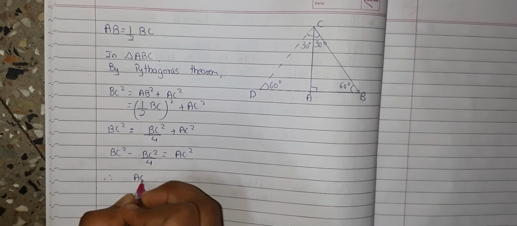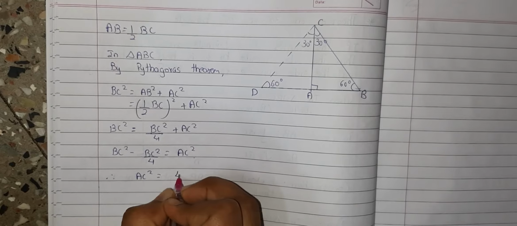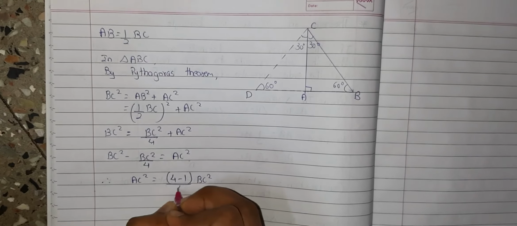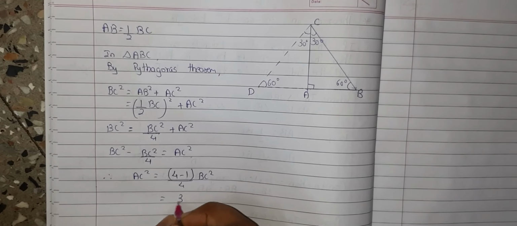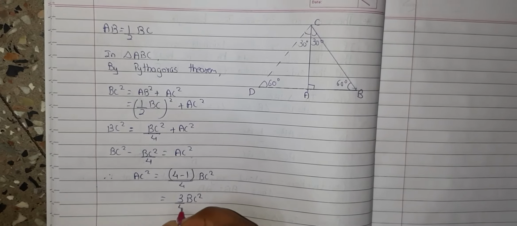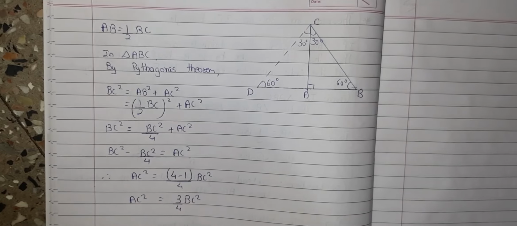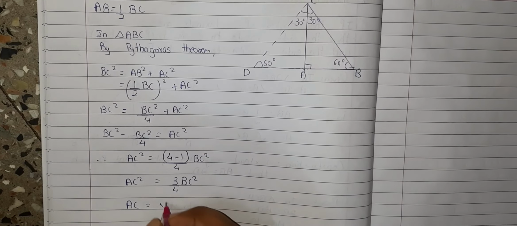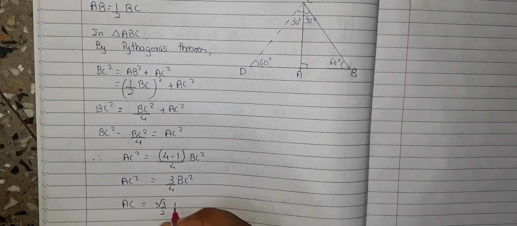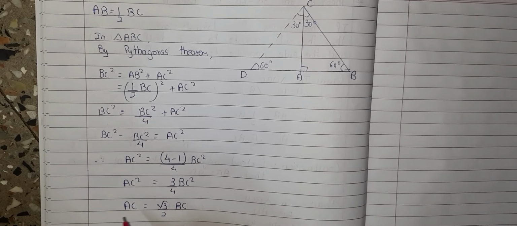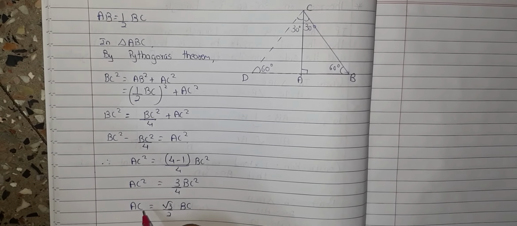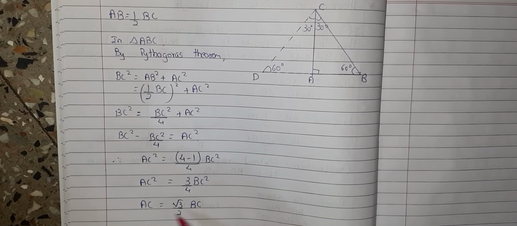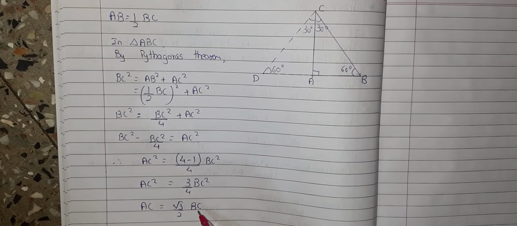Therefore we get AC square is equal to 4 minus 1 times BC square upon 4. This is equal to 3 BC square upon 4. So we will take square root on both sides, and we get AC is equal to root 3 upon 2 times BC. So we have proved that the side opposite to 30 degree is half times the hypotenuse, and the side opposite to 60 degree is root 3 upon 2 times the hypotenuse.